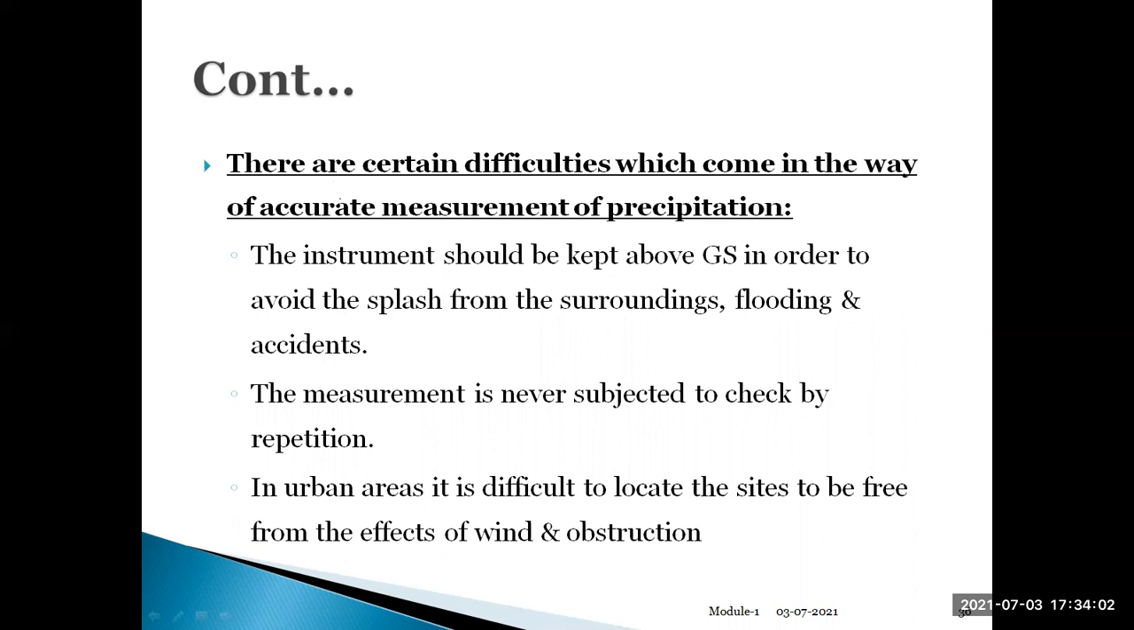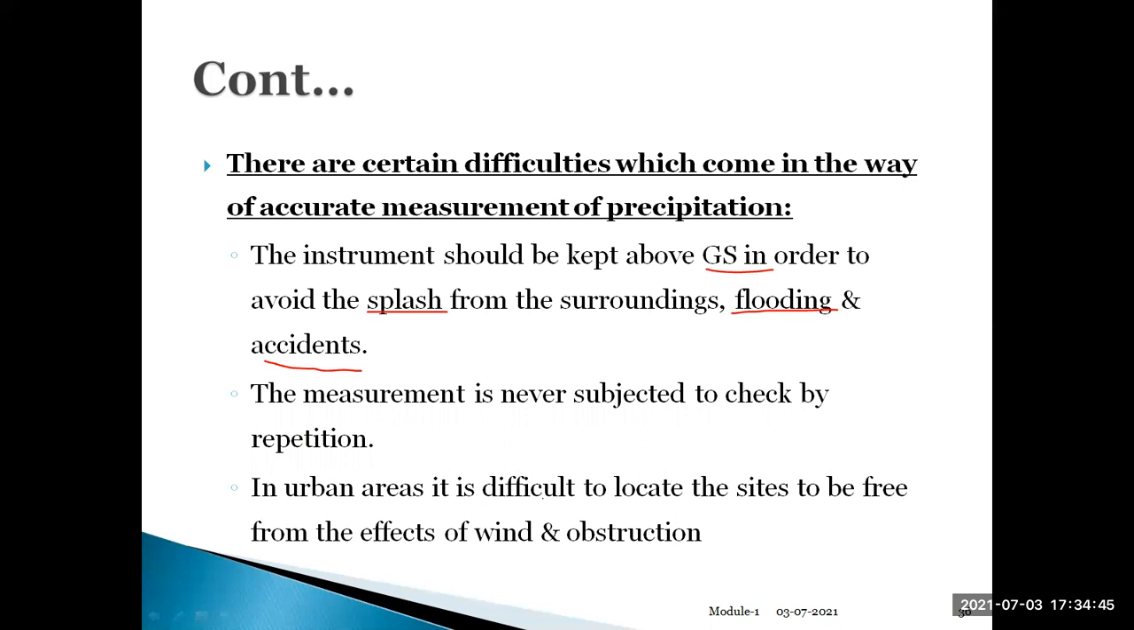there are some difficulties which you are going to face while measuring the precipitation in the field. The instrument should be kept above the ground surface, to avoid the splashing of water from the surroundings, and also to avoid flooding and accidents. The measurement is never subjected to check by repetition. That is also one of the difficulties, which will give you a wrong result. You should check for repetition, but that is not possible in the case of rain gauges.